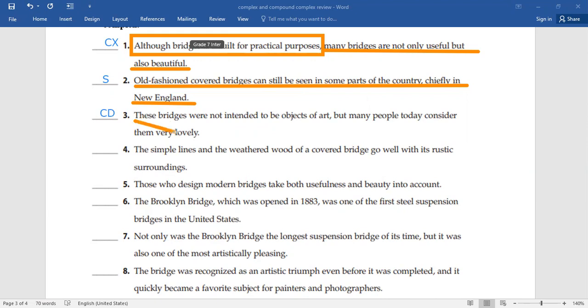These bridges were not intended to be objects of art. This is the first one. And many people today consider them very lovely. The second one, and but is a conjunction. Great, Rahma. Perfect answer. Okay, and here we are joined by, I'm just going to draw a circle because Rahma said it, comma and but, which is going to be my conjunction that's joining them. Thank you so much, Rahma. Kareem, number four. The simple lines and other details of covered bridges is the one independent clause.